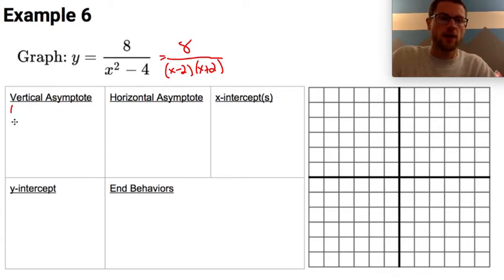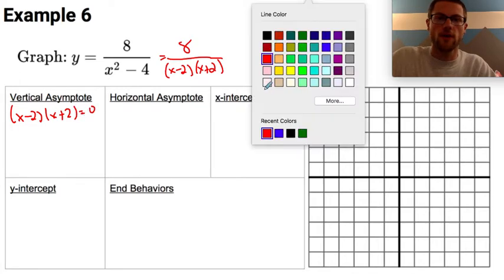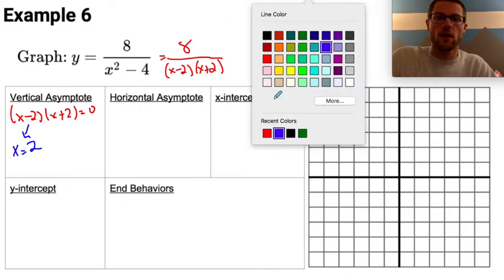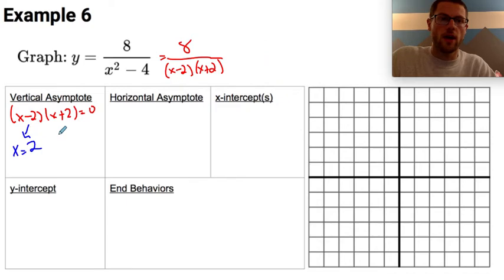If I set my entire denominator equal to 0, what you're going to find is I have two possible values for x that will make this thing equal 0. So that means I'm going to have a vertical asymptote of x equals 2 from this factor, and I'll have a vertical asymptote of x equals negative 2 from this factor. So let's put those two vertical asymptotes down. I've got x equals negative 2, and I have x equals positive 2.